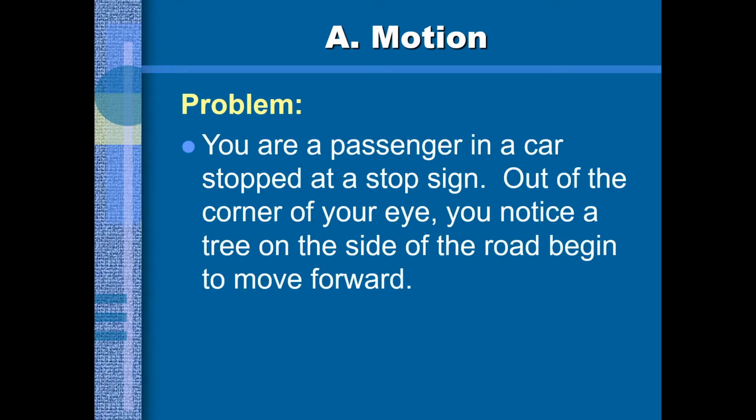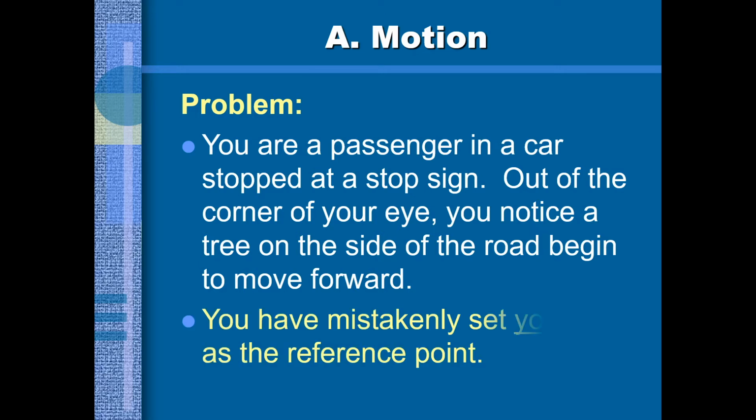You are a passenger in a car stopped at a stop sign. Out of the corner of your eye, you notice a tree on the side of the road begin to move forward. Do trees normally move forward? No, they go back. You have mistakenly set yourself as a reference point. We usually set the reference point to be the surface of the Earth.